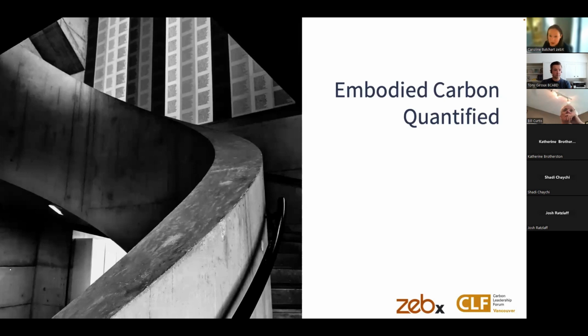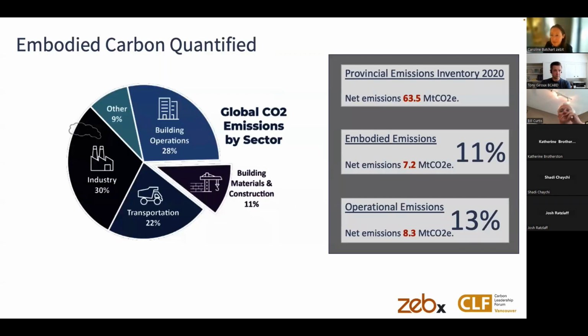And so, embodied carbon quantified: what is the scale of this problem? Do you need to care? Provincially, well, this pie chart on the left, first of all, is global CO2 emissions by sector. It's estimated that materials and construction globally are responsible for about 11% of all emissions, which is a pretty huge chunk. It's more than road transportation in most countries.